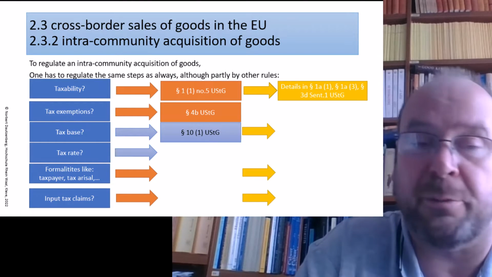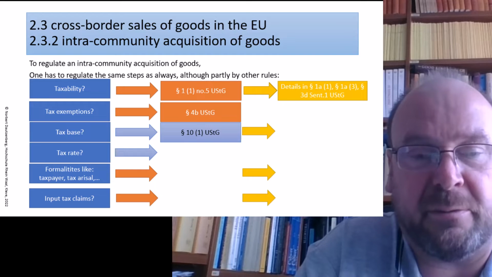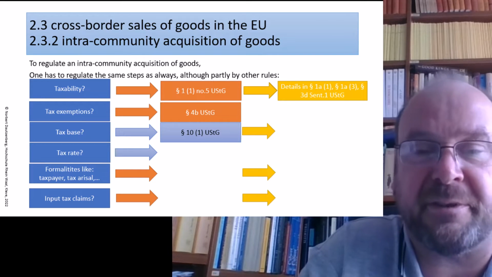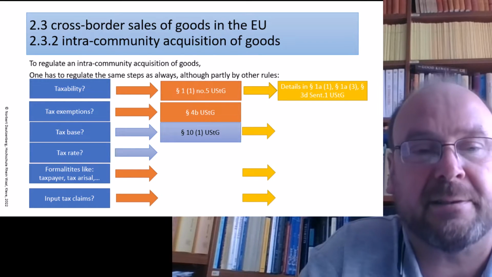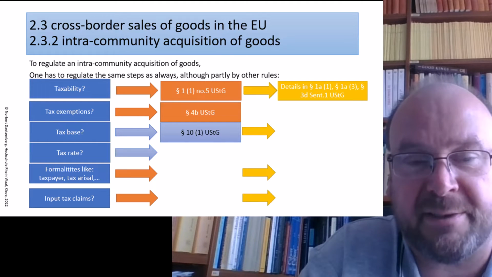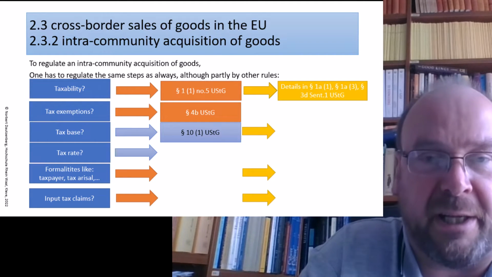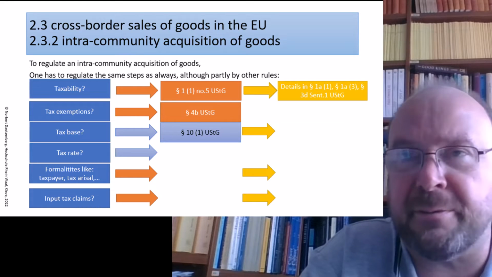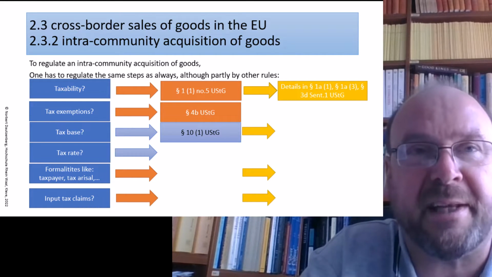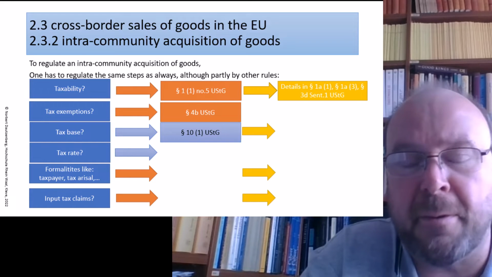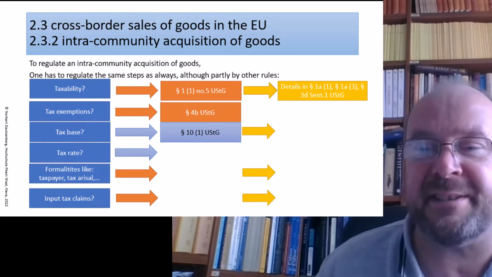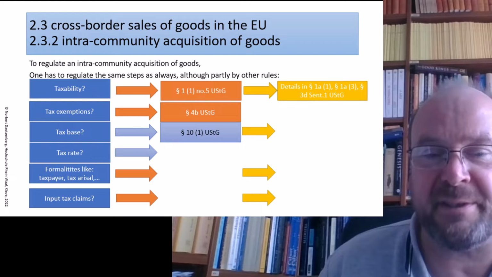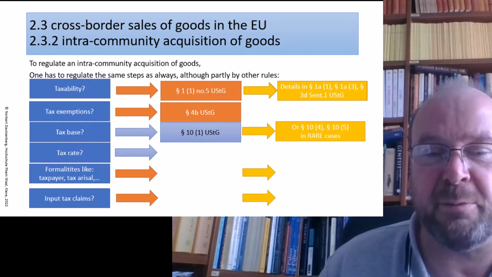The next rule which we then need will be the definition of the tax base. That is usually the same as always. When the buyer pays the tax, that shall make no difference to constellations where the seller shall pay the tax. So the net amount is the tax base as always. 10.1 defines that, no problem.